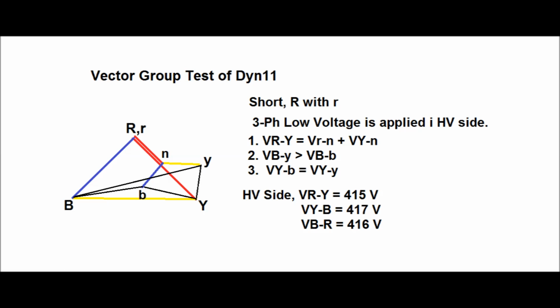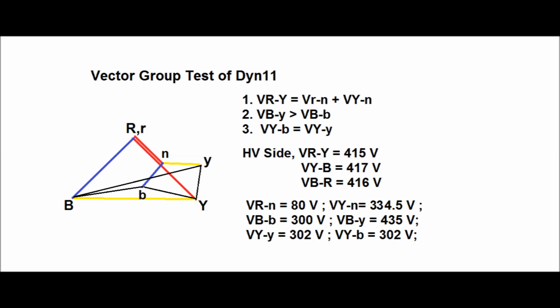Now on the HV side, a low voltage 3-phase supply is given, that is V capital RY is equal to 415 volt, V capital YB is equal to 417 volt, and V capital BR is equal to 416 volt.